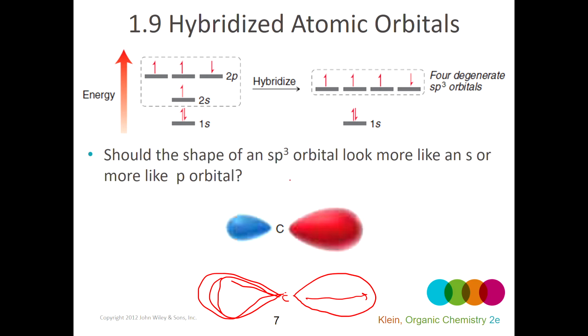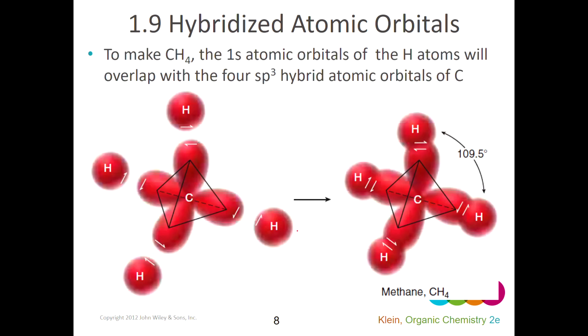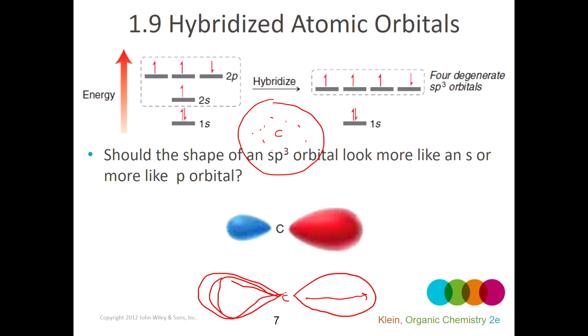If I were to look at an s orbital, the 2s, that would be more compact. It would have a node here. So by mixing the 2s with the 3 2p's, I get something that has a shape that's kind of closer to the p than the s because I mixed in 3 p's and only one s, but it's still a little bit more compact than a normal p orbital, and it has these unevenly sized lobes where there's more electron density on one side than the other.